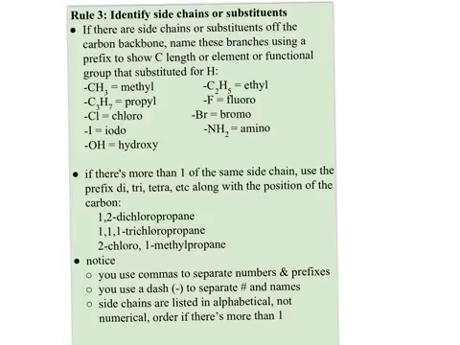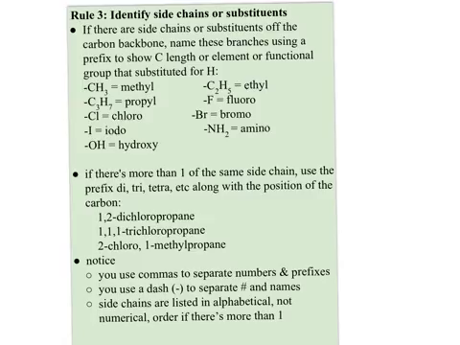If it's an element that's substituted, quite often they're halogens, so then we just call it fluoro, chloro, bromo, iodo. Or it could be a functional group. Two common functional groups that show up in other families are both the amino and the hydroxy group.